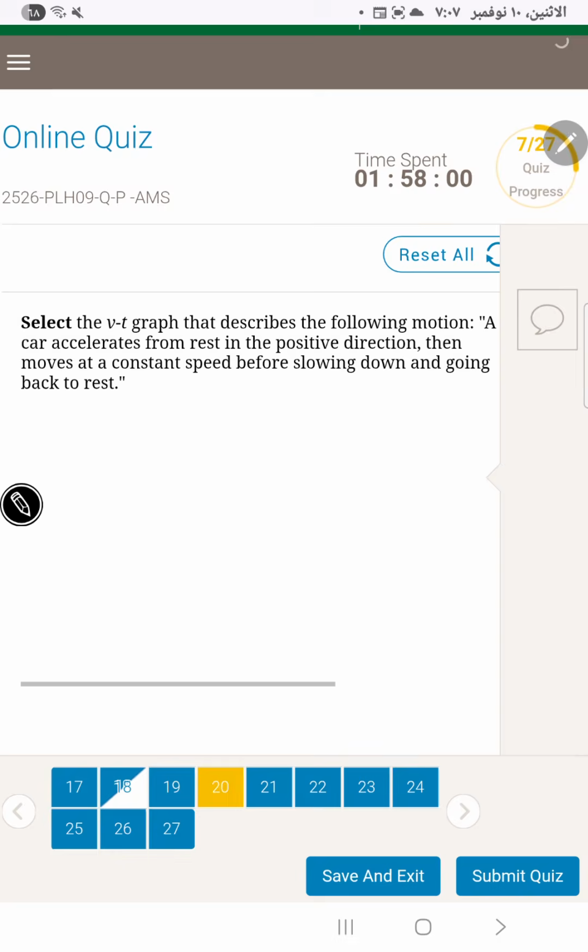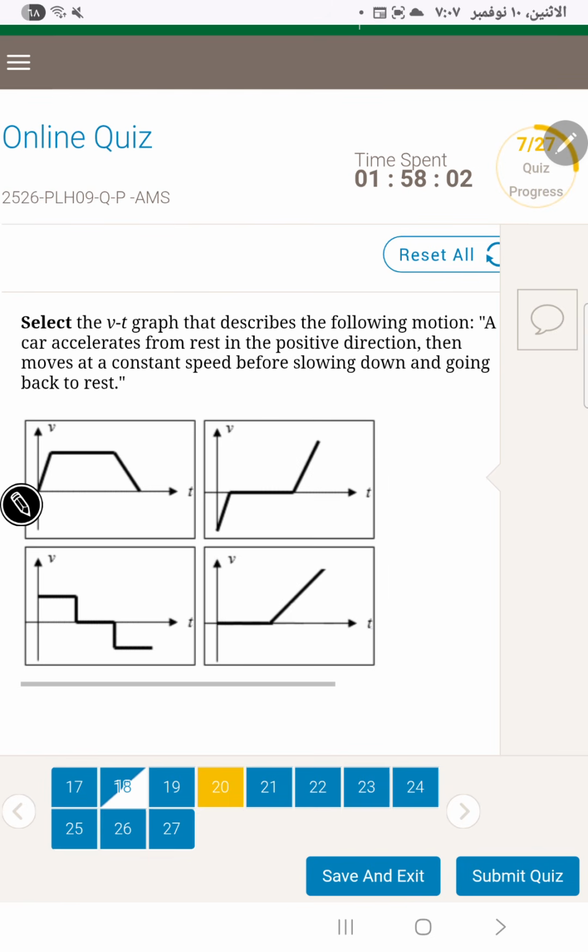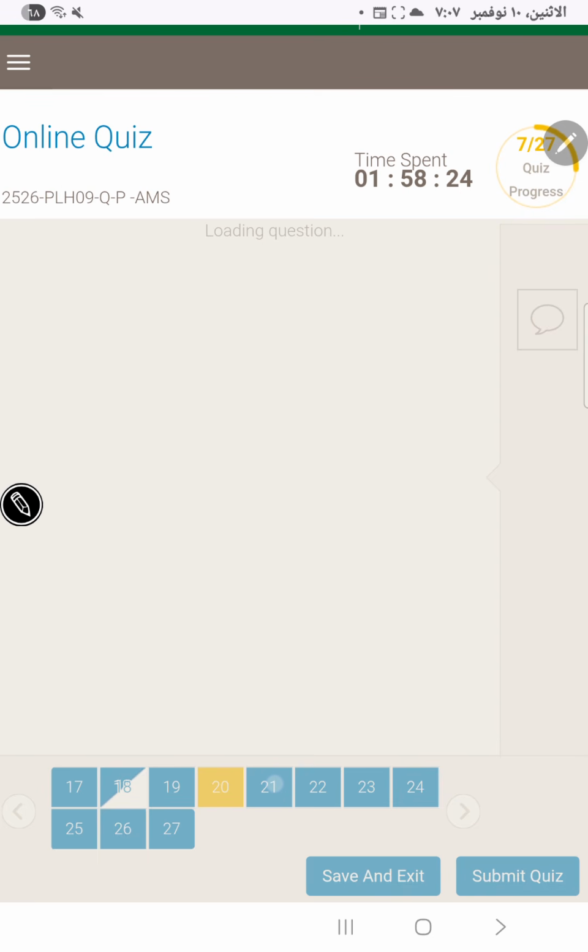Number 20 now. Select the VT graph that describes the following motion. A car accelerates from rest in the positive direction, then moves at constant speed before slowing down and going back to rest. Clearly, this is the option. Acceleration in the first part, then constant speed, then slowing down. Question number 21 now.